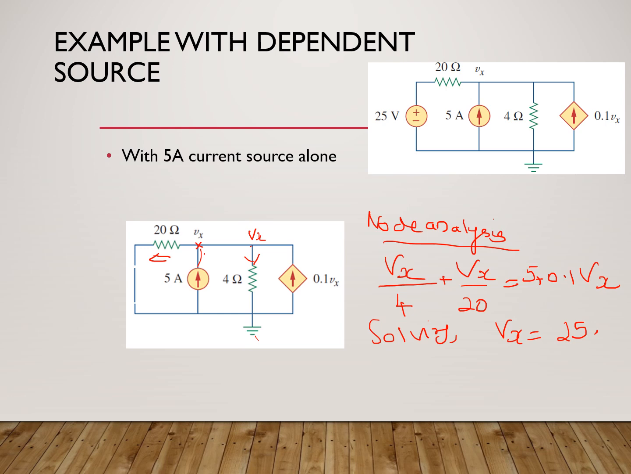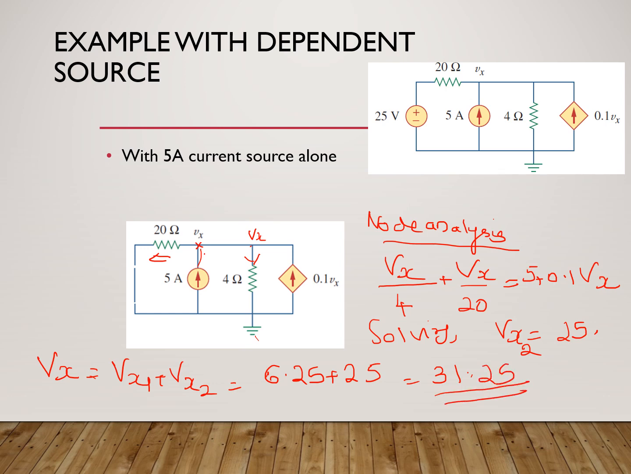So what is our total Vx? Let us consider this as Vx2, and the first one as Vx1. So total Vx is equal to Vx1 plus Vx2. In the first case we got 6.25 volt, and here it is 25. So we end up with 31.25 volt. The total voltage is going to be 25 plus 6.25, or 31.25 volt. So this is an example where we have used a dependent source.